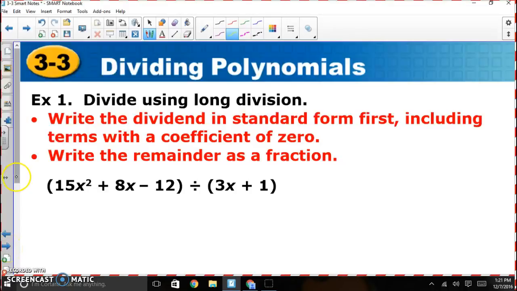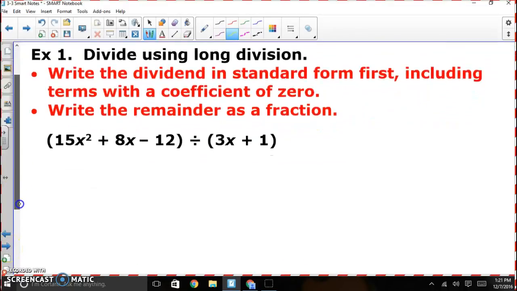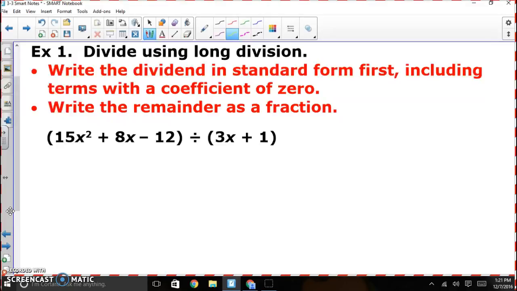If we look at our first example here, we are dividing using long division. Now in red, they're giving us some tips. It's saying write the dividend in standard form first, including terms with a coefficient of 0, and we must always write the remainder as a fraction.